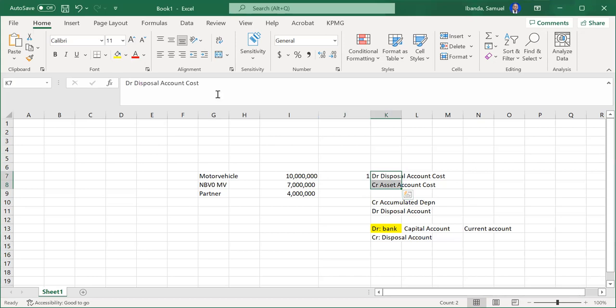Somebody says they can't see my screen. Dorothy, can you see my screen now? Yes, I can.